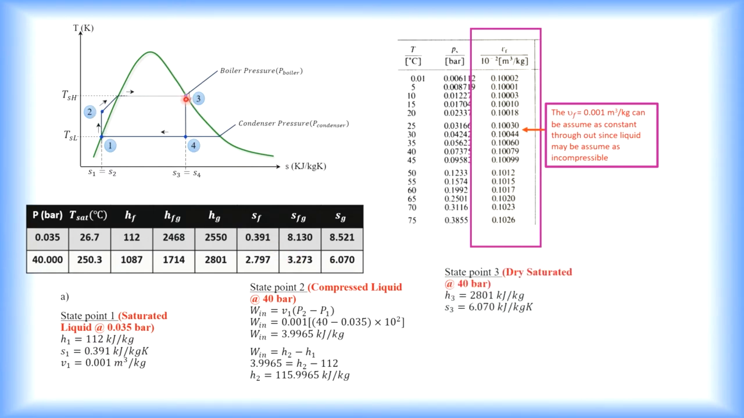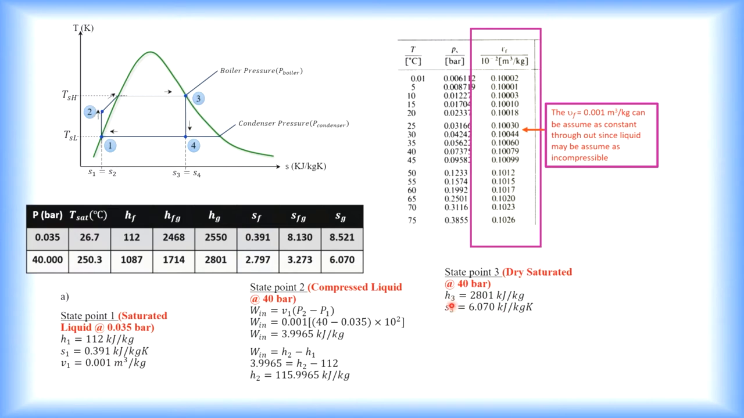So then we move to state point 3. Now state point 3 is sitting on the dry saturated vapor line, at a boiler pressure of 40 bar. So 40 bar, dry saturated. So we are interested only in this: 2801, not this and this. Because point 3 is dry saturated, it refers to hg. So it's 2801, and the entropy is 6.070.